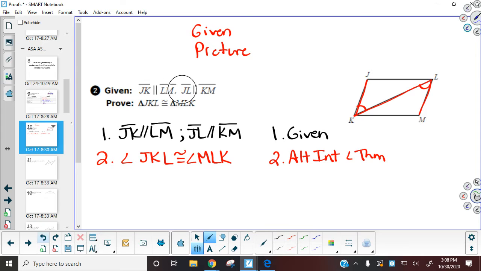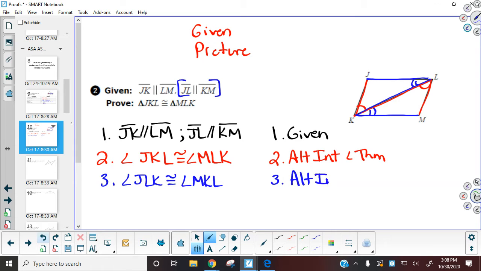Then we can go on to the next set of information. So we have JL is parallel to KM. And if I connect it this way, now I have the other pair at that corner. Again, I have to name it with three letters. Angle JLK is congruent to angle MKL. And because that's the Z or the N, the alternate interior angle theorem tells us that. So again, we use the given.